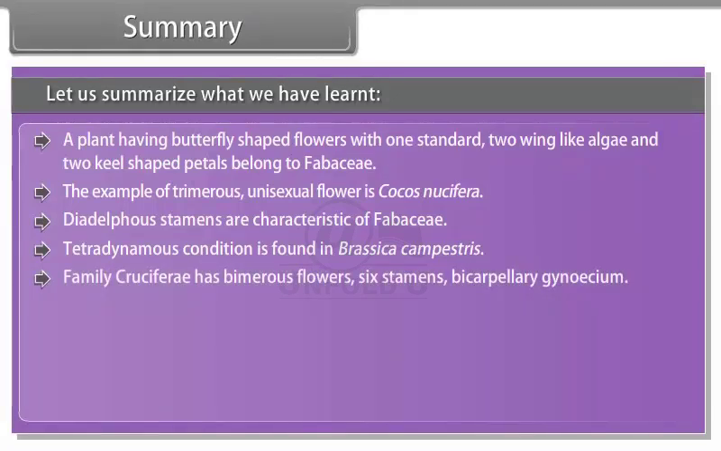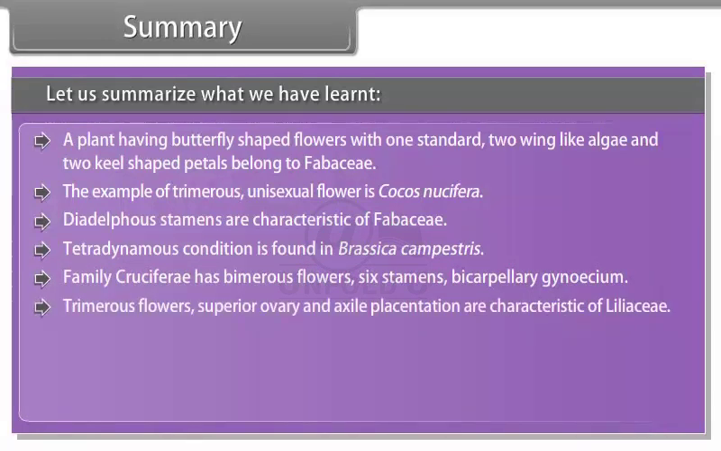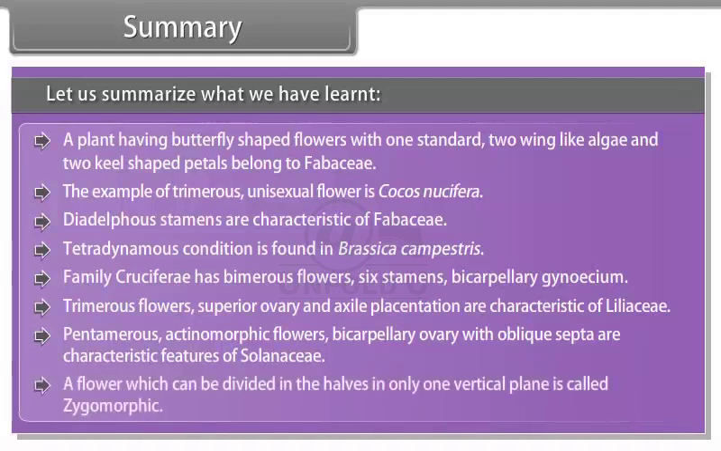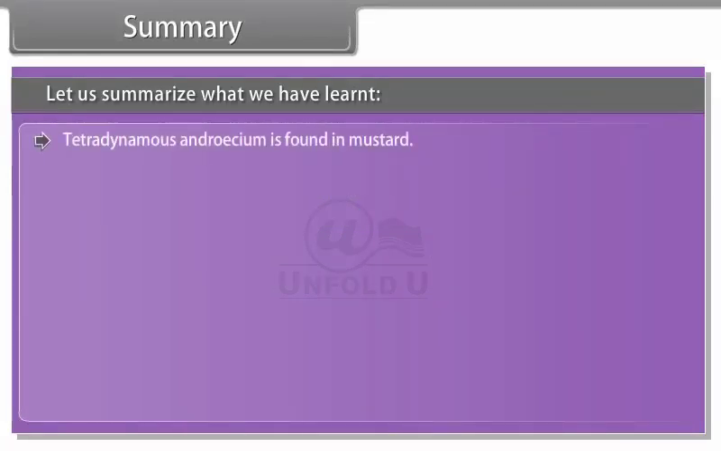Family Cruciferae has bimerous flowers, 6 stamens, bicarpellary gynoecium. Trimerous flowers, superior ovary and axile placentation are characteristic of Liliaceae. Pentamerous, actinomorphic flowers, bicarpellary ovary with oblique septa are characteristic features of Solanaceae. A flower which can be divided into two halves in only one vertical plane is called zygomorphic. Tetradynamous androecium is found in mustard.